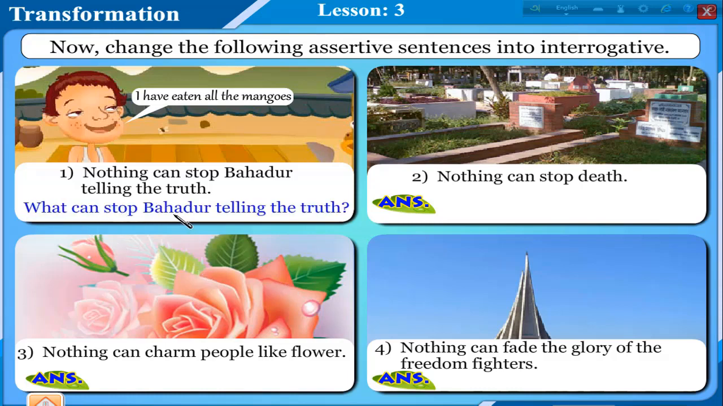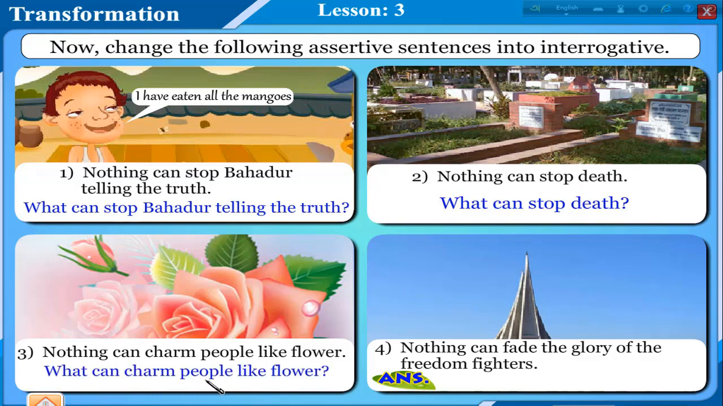What can stop Bahadur telling the truth? Nothing is replaced by the word what. I have already told you that nothing has a negative sense or negative meaning. So we should transform it into an affirmative form, but interrogative. Okay, the next one is the same. What can stop that? The next one is same. What can charm people like flower? And the next one, what can fade the glory of the freedom fighter?